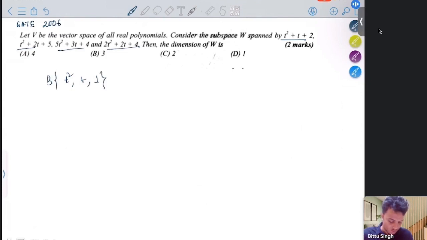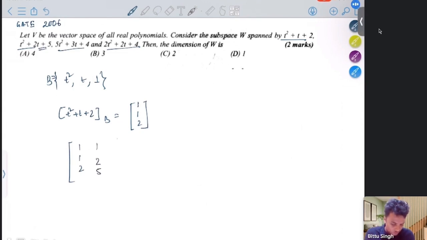with respect to this basis, the coefficient of t square plus t plus 2 will be 1, 1 and 2. So if we write all the coefficients in a single matrix, that is coordinate vectors, it will be 1, 1, 2. Then for this will be 1, 2, 5. Next will be 5, 3, 4. And the last one will be 2, 2, 4.